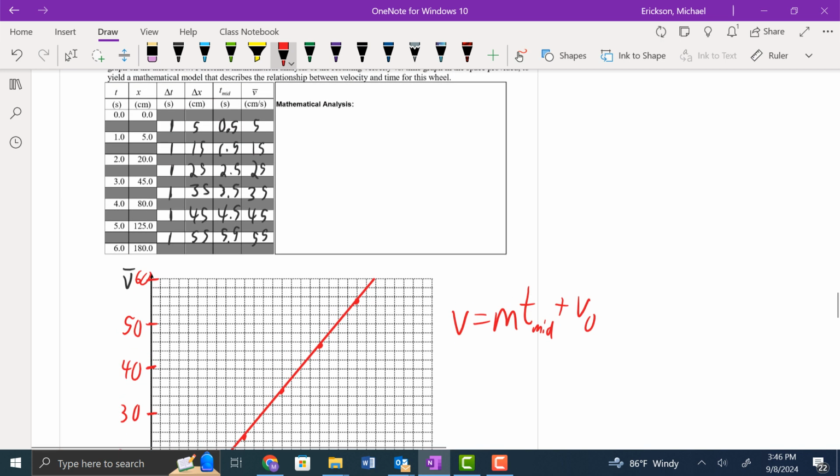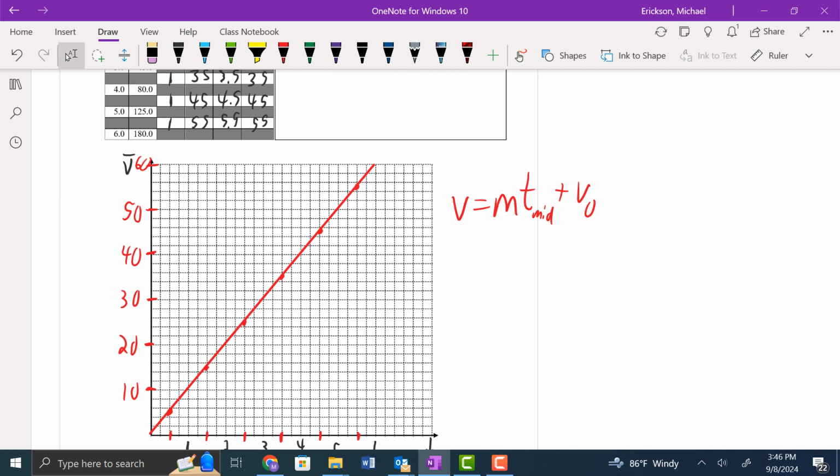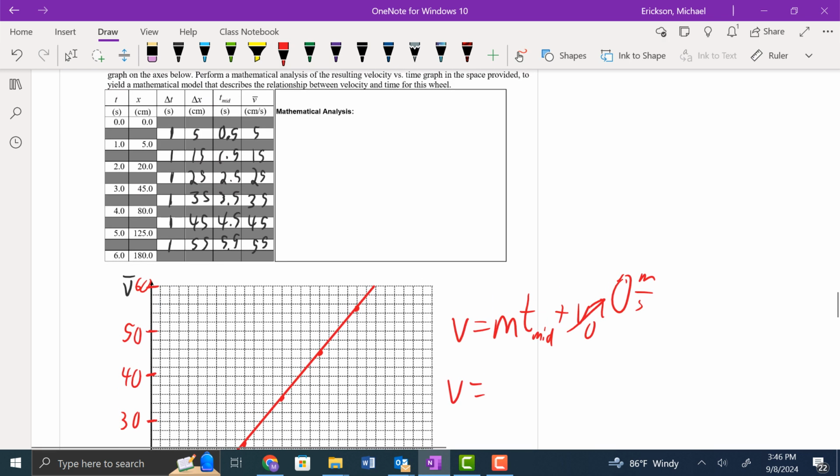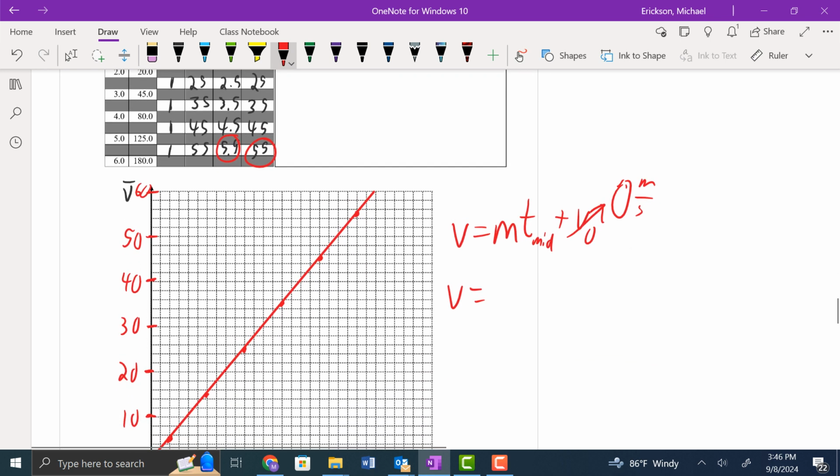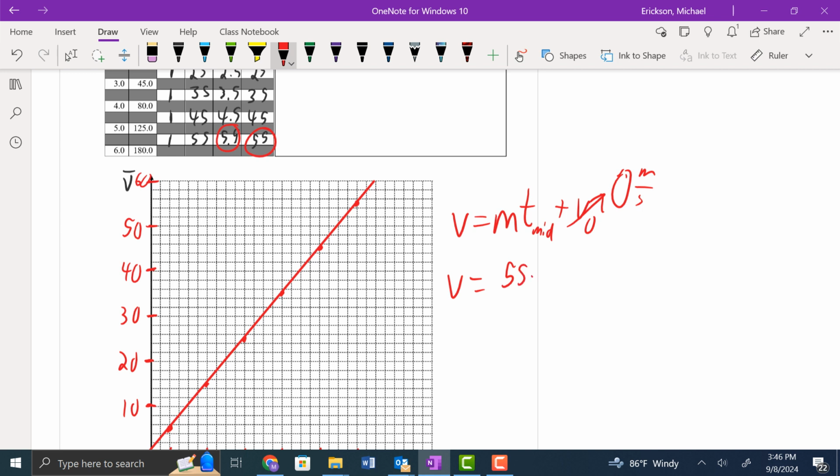Now, I'll say v naught, normally we have to solve it. I'm going to assume it's 0, just for simplicity. V is equal to, my slope is going to be rise over run, so it's going to be my last point compared to my first point, and my last time versus my first time. So 55 minus 5 over 5.5 minus 0.5, or 50 over 5, or 10.